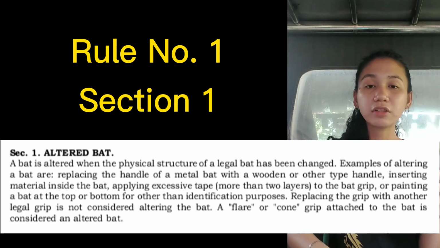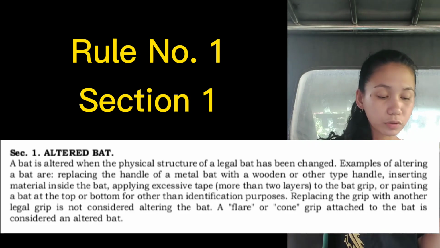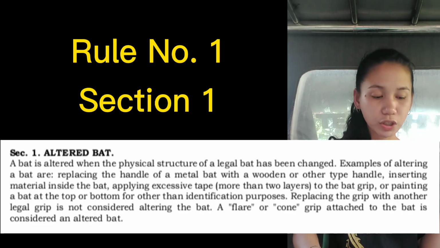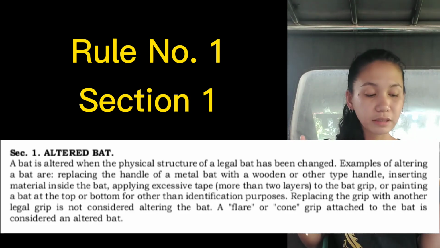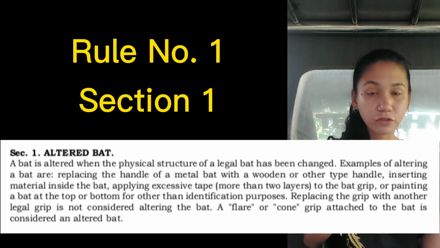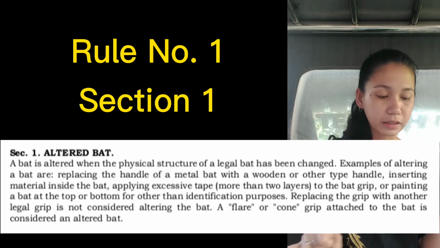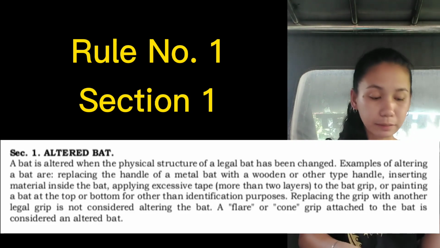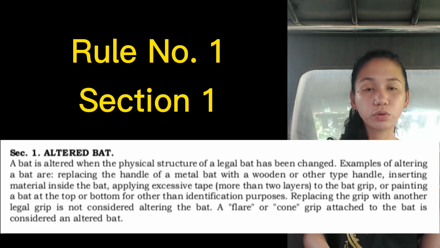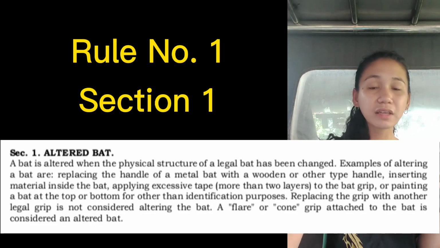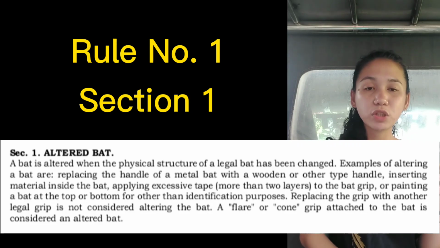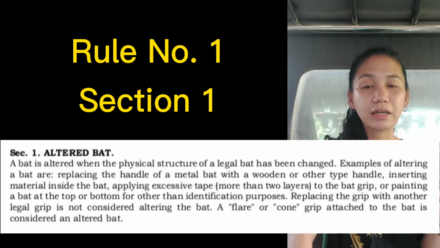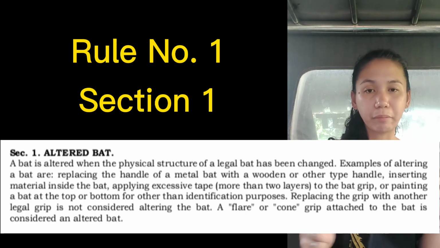So, when we say altered bat, kapag may nagbago sa structure ng bat natin, something is changed. First is replacing the handle. Next, inserting the materials sa bat. Next is more than 2 layers ng tape ang inilagay sa bat. And then, using a flare or cone. So, yun ang ma-identify mo siya ng altered bat or altering the bat kapag yung physical structure ng bat ay nagbago.